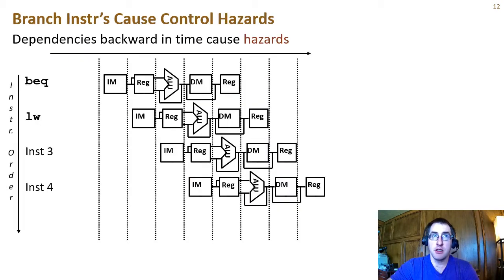Now for branch instructions, a branch backward in time causes a hazard. So the branch is figured out in the memory stage. Actually, the load word and even the third instruction and instruction 4 are all going to be fetched and start executing before we've figured out whether or not the branch should be taken or not taken. And this is going to cause a problem because if the branch is taken, then we don't want to execute the load word or the other two instructions there.